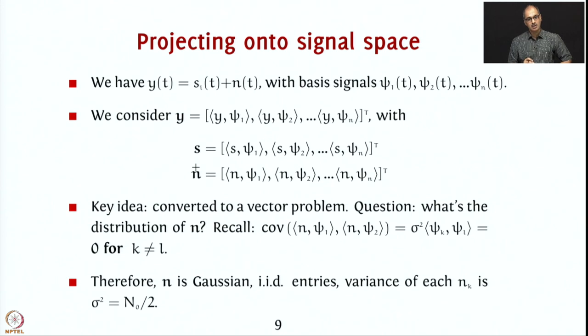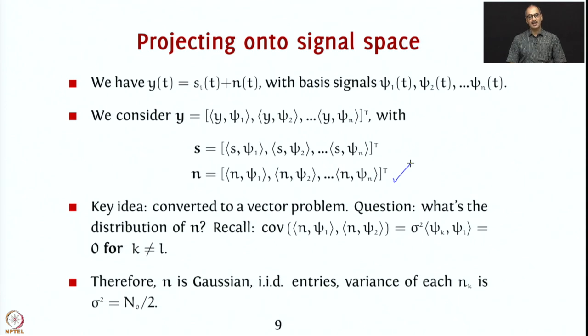This is fine because your s of t, or s_i of t, was designed to be lying within the space of the signals psi 1 to psi n. And this is what we saw in the previous class, that you constructed your orthonormal basis vectors psi 1 through psi n to capture all the s_i's. But the trouble is over here.